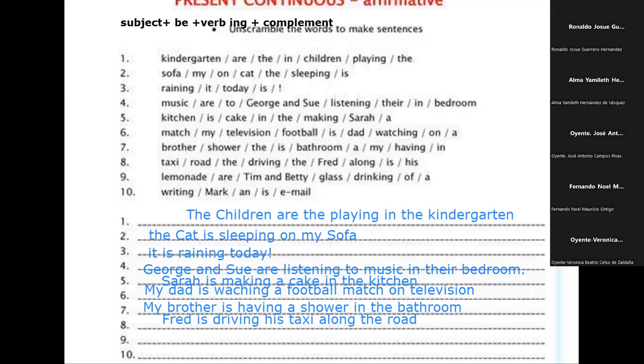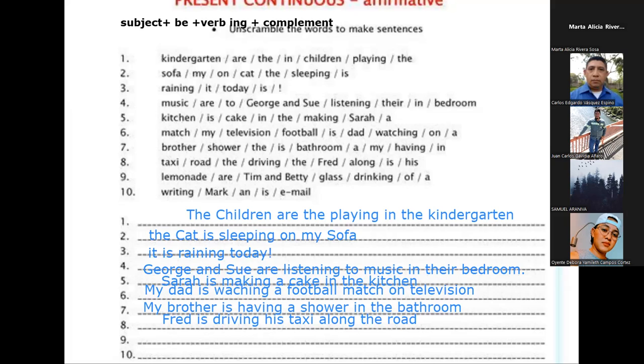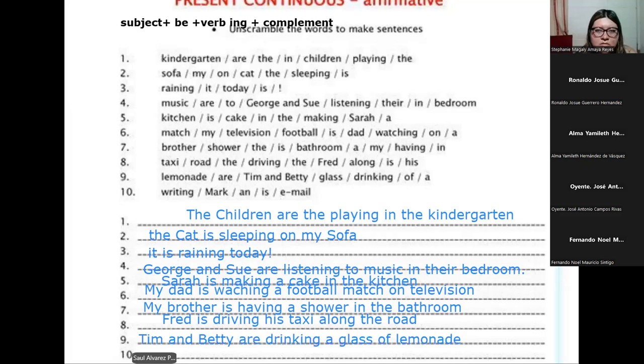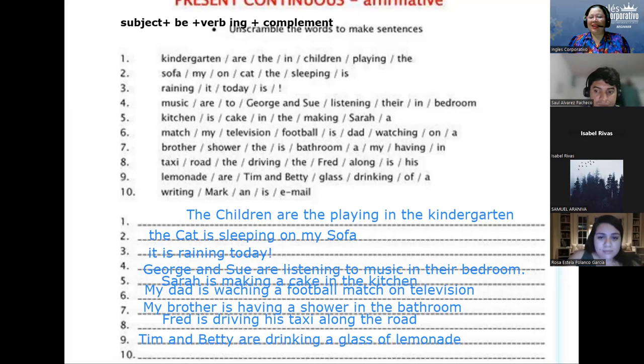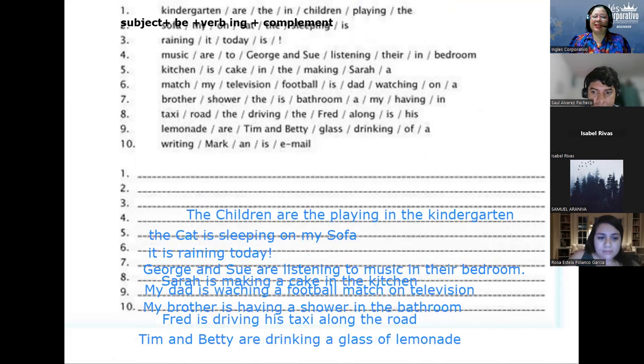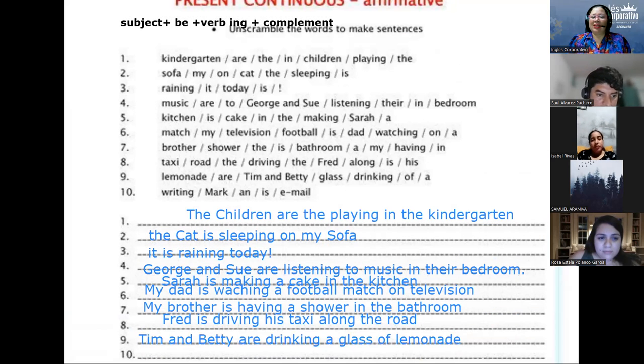I don't hear you, Deborah. Where are you? Juan Carlos, where are you? Marta Alicia, participate. Isabel, please participate. I'm sorry. Number 10.